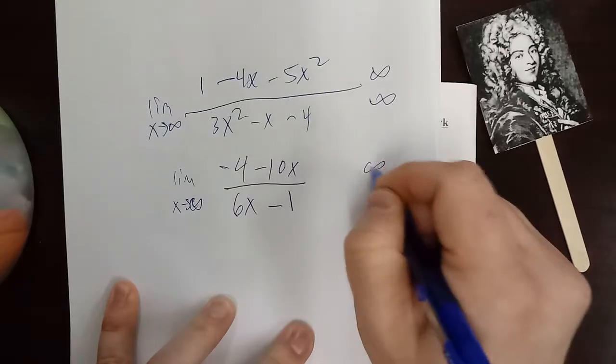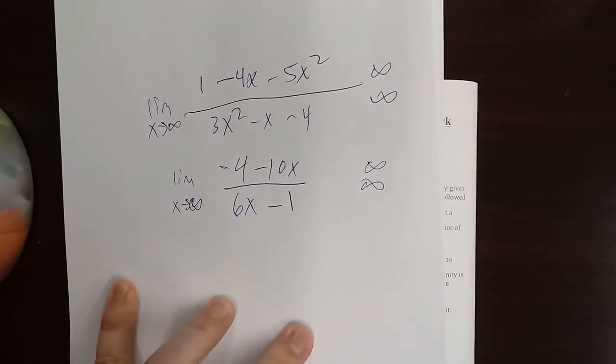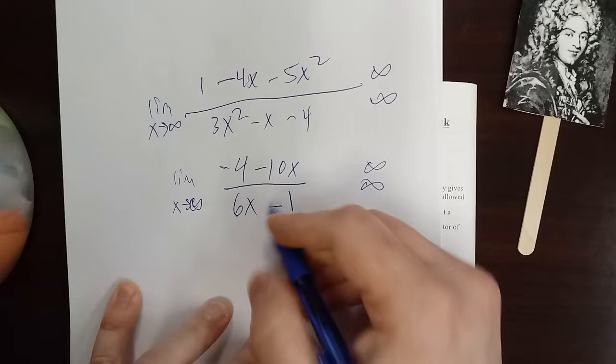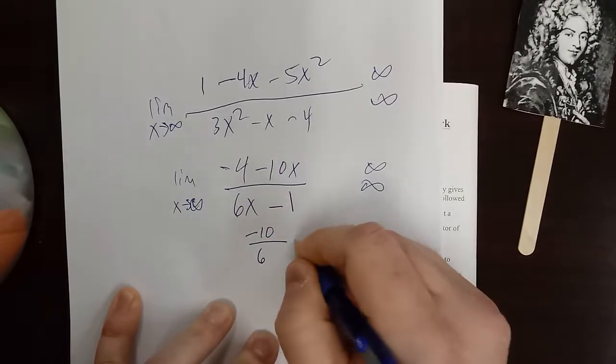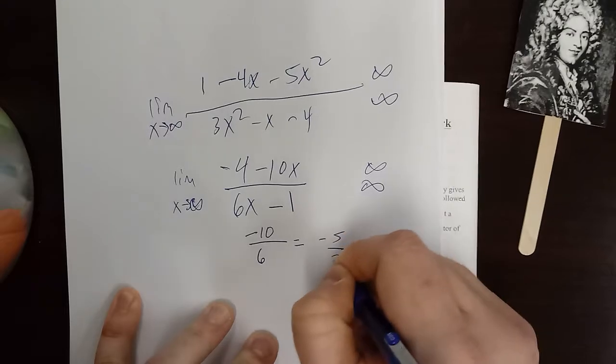I got infinity over infinity again. L'Hopital goes, bonjour, and we can do it again. And then we take the derivative of the top, we get negative 10. We take the derivative of the bottom, we get 6. This goes to negative 5 over 3.